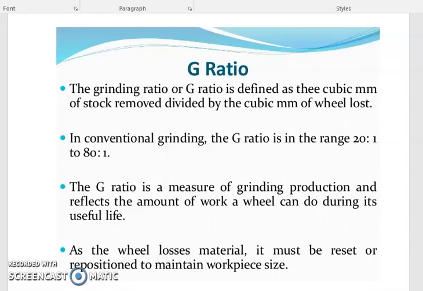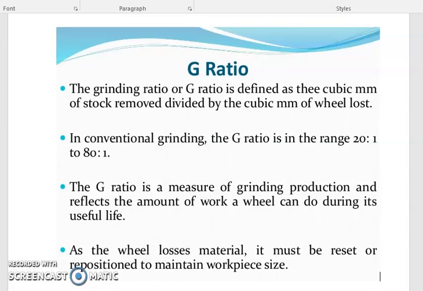Hello and namaste. So today we will be discussing a few topics related to grinding. First is the grinding ratio. It is a very common term in the subject of grinding, also called the G ratio.